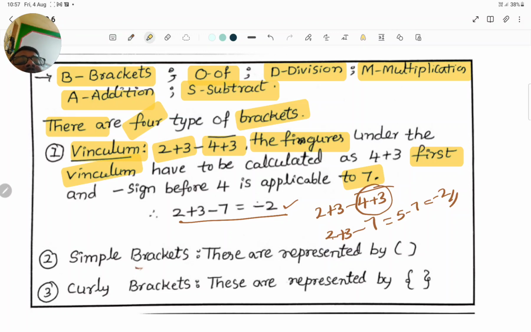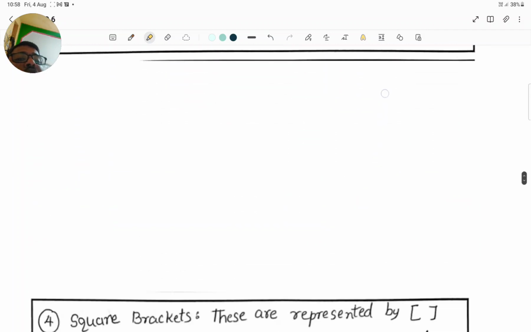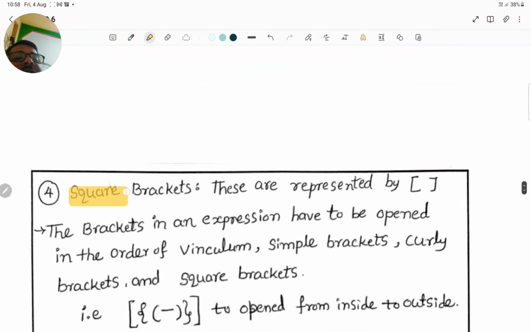Next, after the vinculum bracket, come the simple brackets, represented like this. The third one is the curly brackets or flower brackets, represented by this type of representation. First is the vinculum bracket, second the simple bracket, third the curly bracket. Fourth is the square brackets, represented like this.